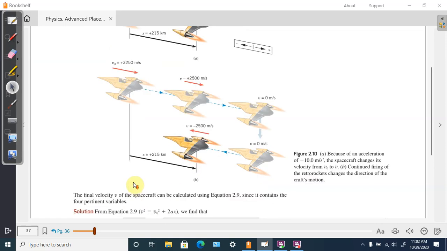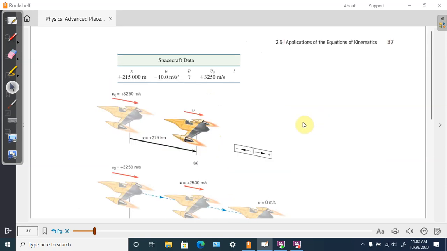You're going to come up with one answer, which is positive. But then those rockets, it doesn't say anything about shutting off. So that spacecraft is then going to be going in the opposite direction. So you're going to get one velocity when it's 215,000 meters one way, but then you're going to get 215,000 meters the other way. So you're going to get both a positive velocity and a negative velocity. That's why you end up with the two different answers.